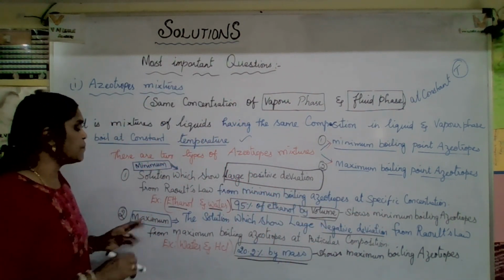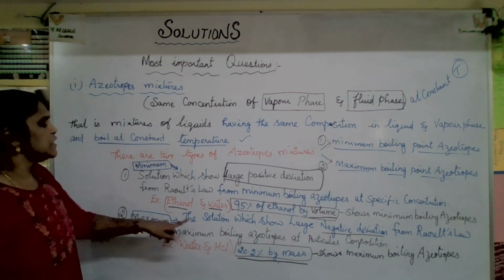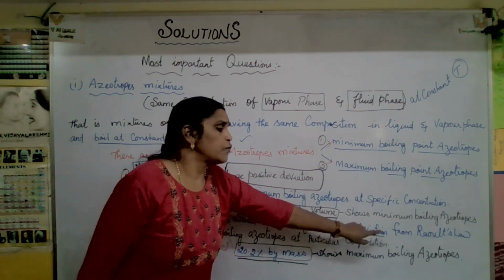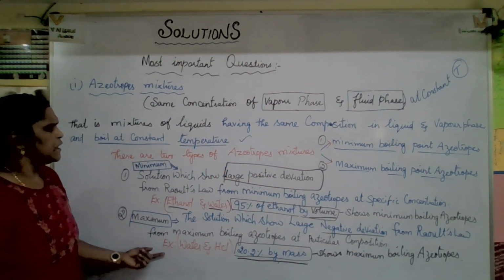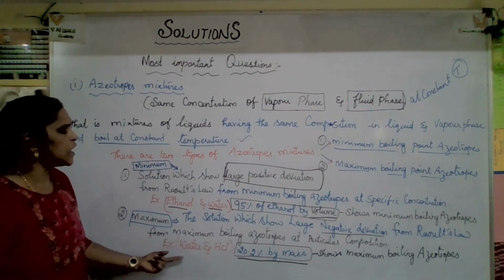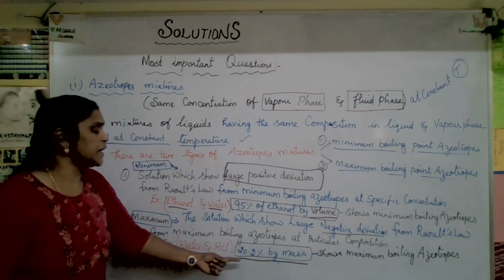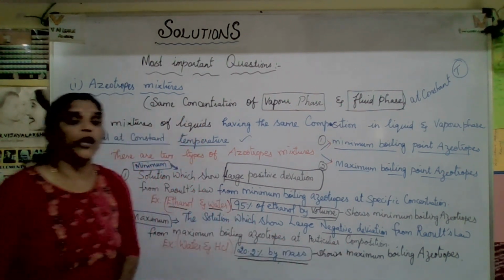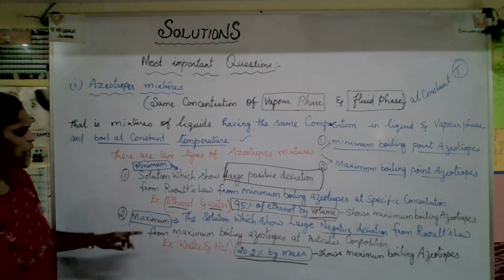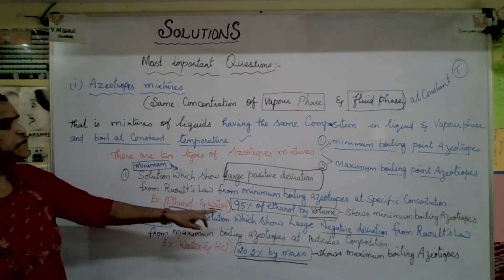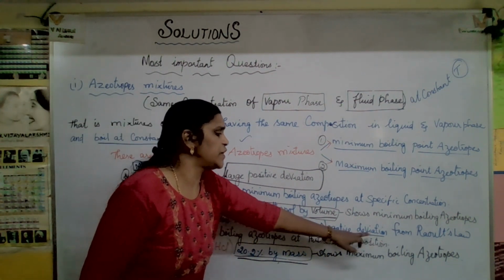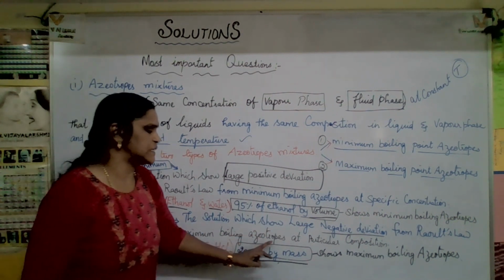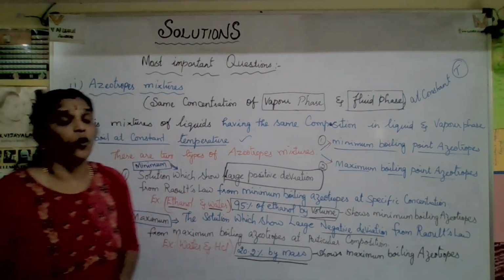What about maximum boiling point Azeotropes? Here, the solution shows large negative deviation from Raoult's law. Example, water and HCl. Here 20.2 percent by mass shows a maximum boiling point Azeotrope. They mention very clearly that a solution which shows large negative deviation from Raoult's law forms a maximum boiling point Azeotrope at a particular composition.